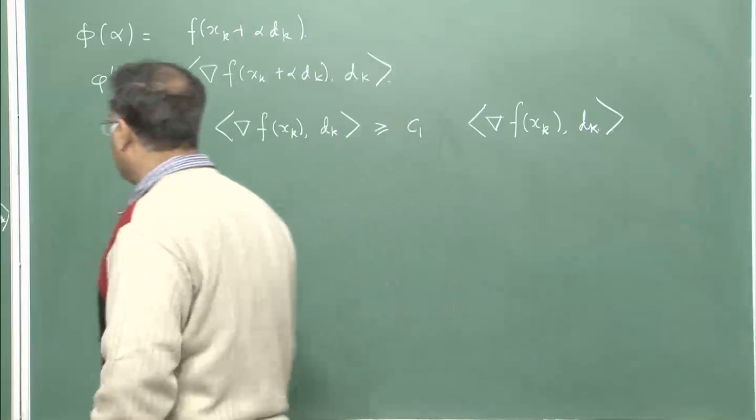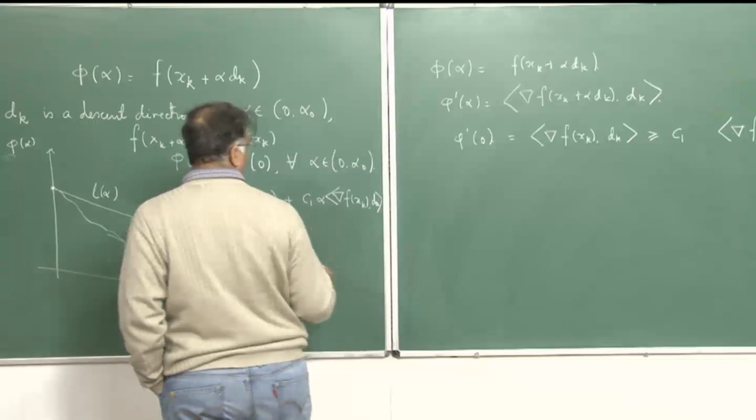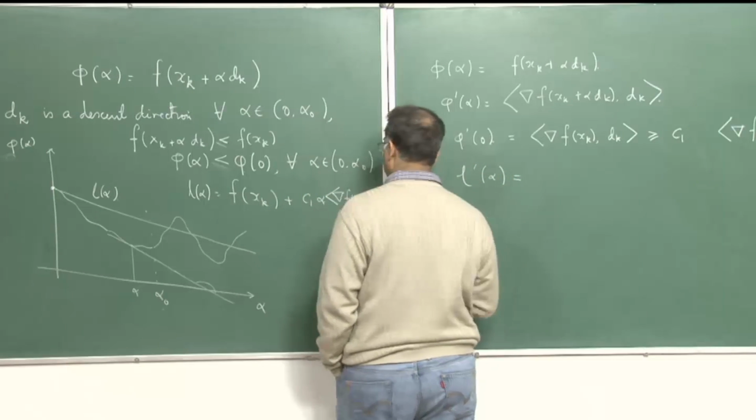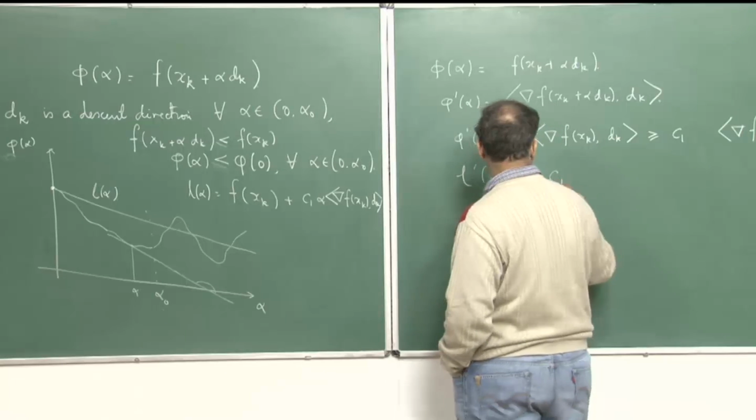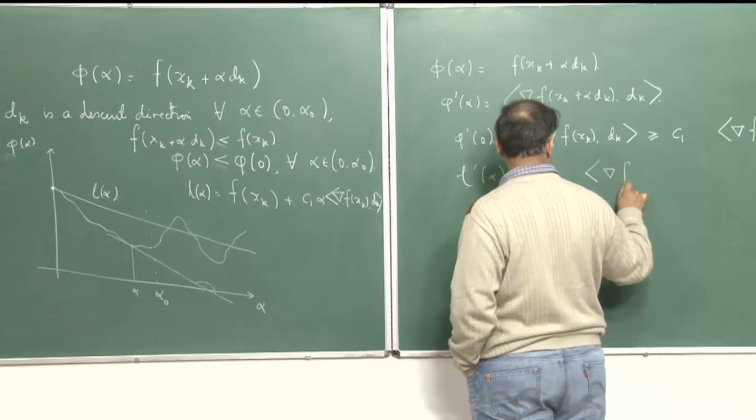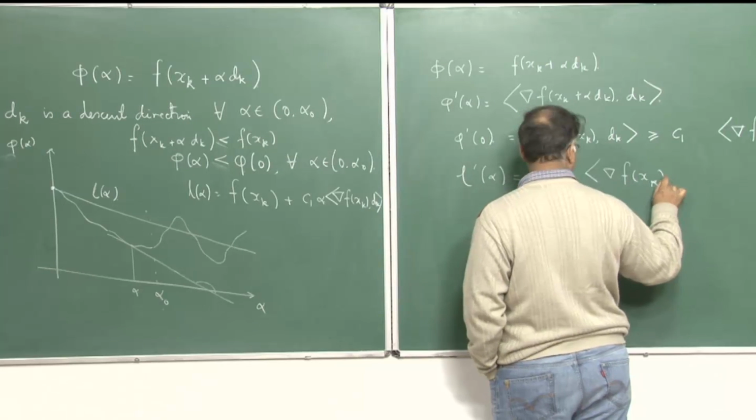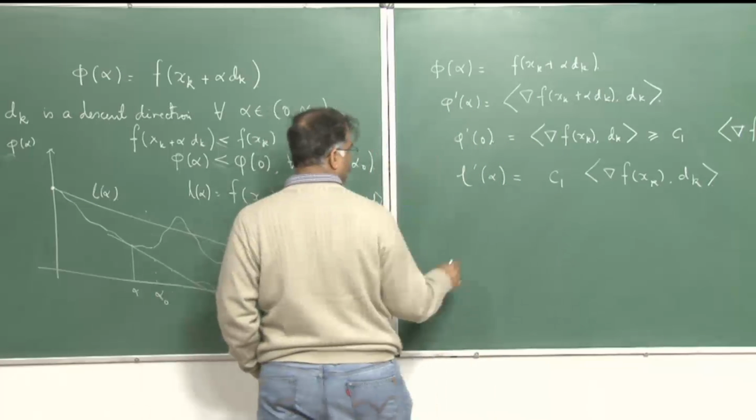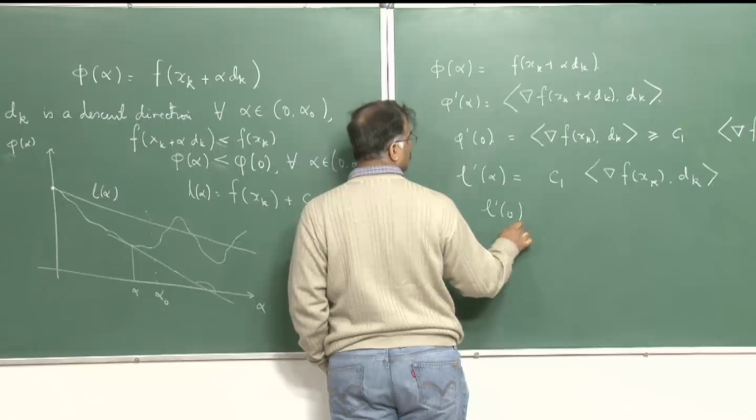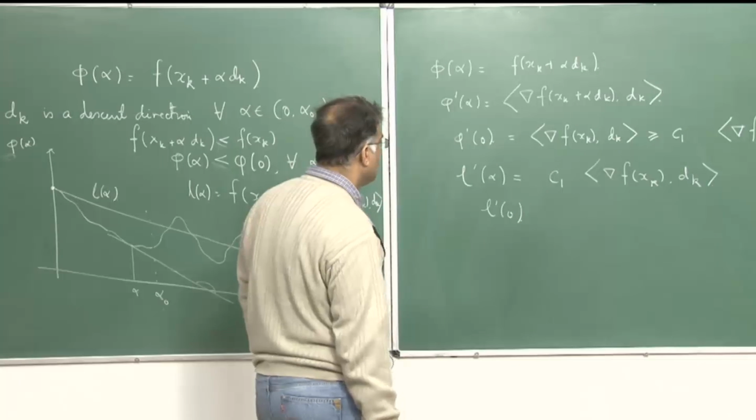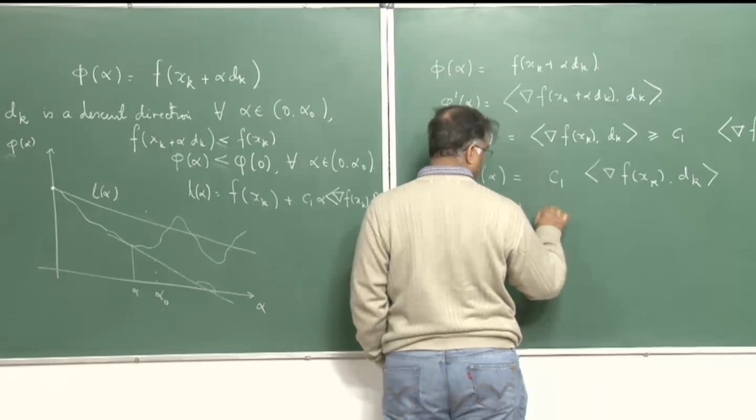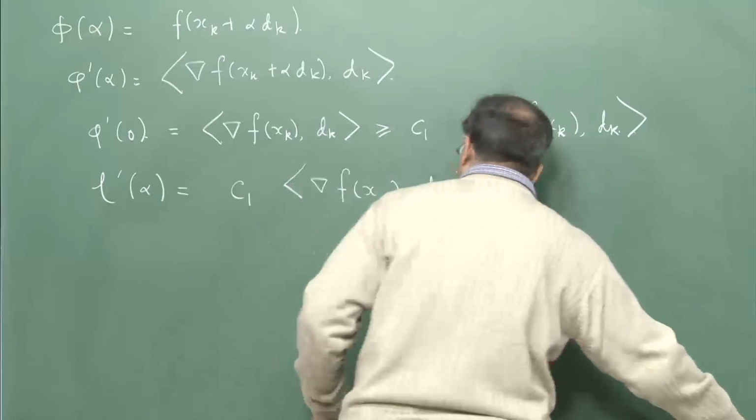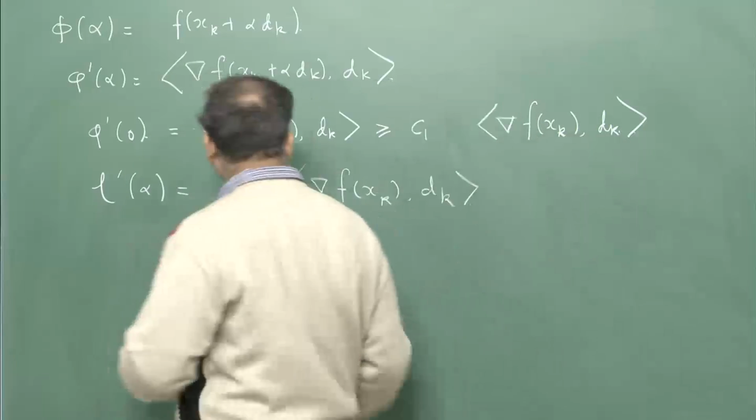So, the slope of this, now the slope of L dash, what is the slope of L dash alpha? L dash alpha is nothing but C1 into grad f x k dk, it does not matter what is the alpha. So, L dash 0 is also nothing but the same thing. So, what I am expecting is that the slope of this line must be bigger.